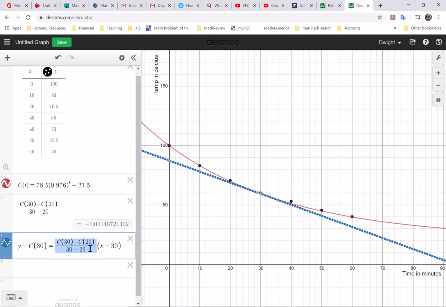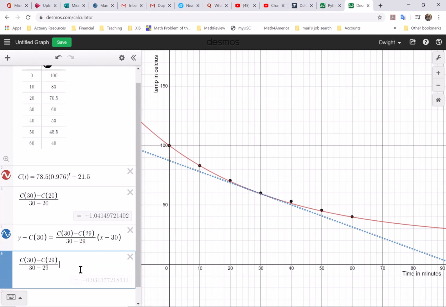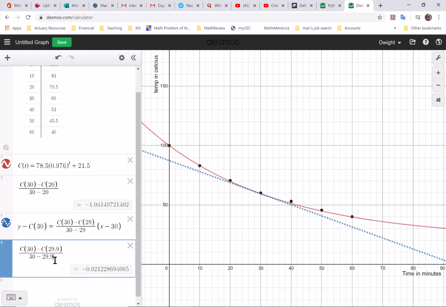And I'm going to go ahead and copy this down here so you can see what it is. So it's -0.9131. Well, what if I did 29.9 and 30? That's -0.9219, like this, right? What if I got really close to 30 without actually touching 30? You can see that this number is approaching a fixed value, right? Like we're getting, where this is not changing anymore, no matter how close to 30 I get. Finding the secant line between a point really close to 30 and 30 is approaching a very fixed number.